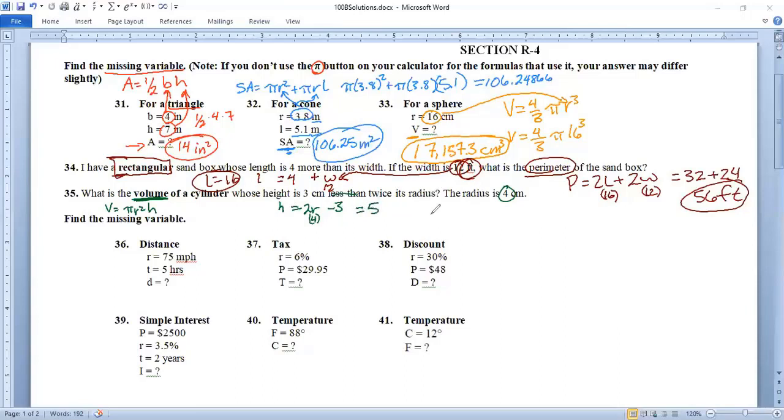So now we can stick the whole thing in. Volume equals pi times the radius squared times the height, which is 5. Okay, let's punch that in the calculator. We have volume equals pi times 4 squared times 5.